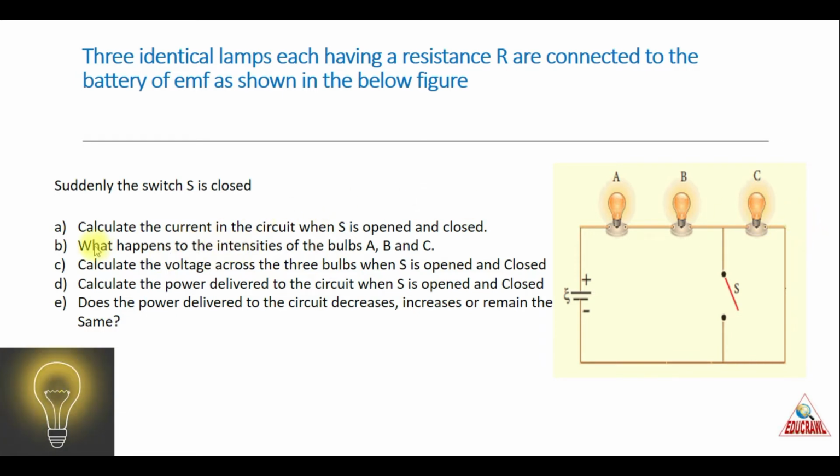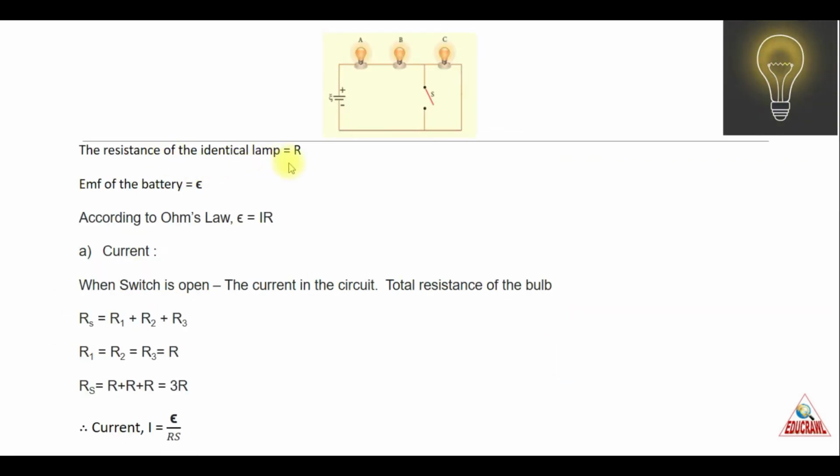So we have to find the current. Next, we have to find what happens to the intensity of the bulbs A, B and C. We have to calculate the voltage across the three bulbs when S is opened and closed. Calculate the power delivered to the circuit when S is opened and closed. Does the power delivered to the circuit decrease, increase or remain the same? We have to find. So the resistance of the ideal lamp.